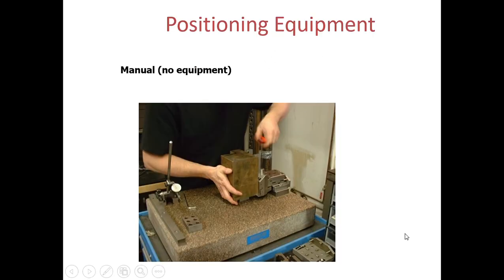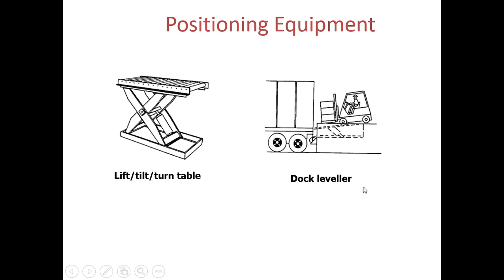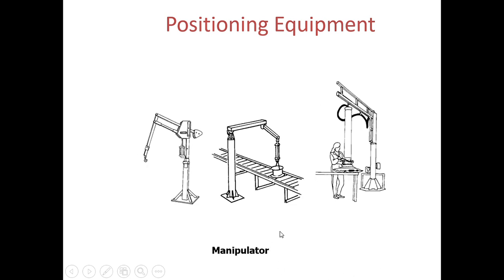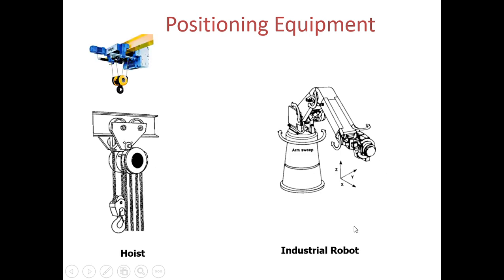In position equipment, the material position can be changed manually and with the help of equipment like lift, tilt, turntable, dock leveler. These are the position equipment. Ball transfer tables, rotary index table, manipulator. So this can be used to change the position of material. Beside this, hoist and industrial robot can also be used for changing position of material.